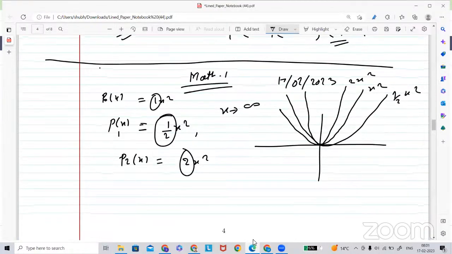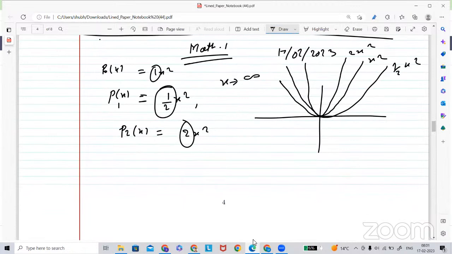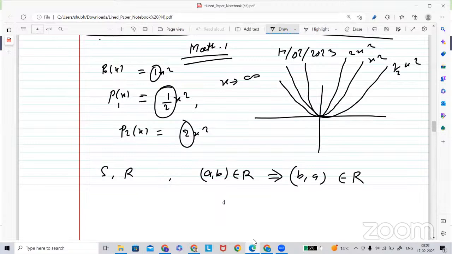Suppose on a set S we have a relation. Symmetricity says if AB is there in this relation, then BA should also be there in the relation. This is the symmetric property. But for antisymmetric, they have to be equal.